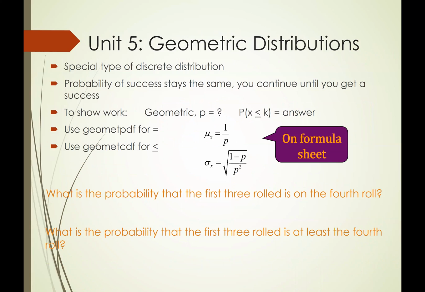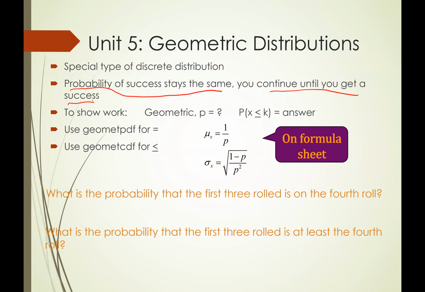The next type of discrete distribution is a geometric distribution. For a geometric distribution, probability of success again has to stay the same for each trial. But for this one, you continue until you get a success. So you're going to keep going until you get whatever success that you want. So for example, say you really want a girl, you're going to keep having kids until you have a girl. And that would be your success, and then you would stop. Not the best life plan, but go ahead.